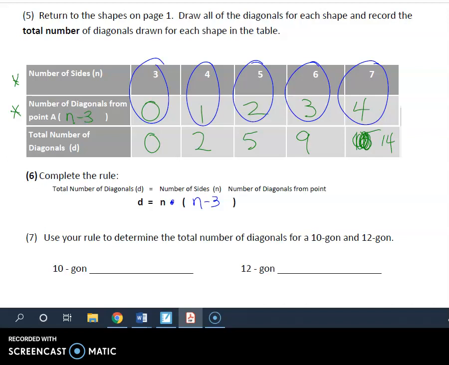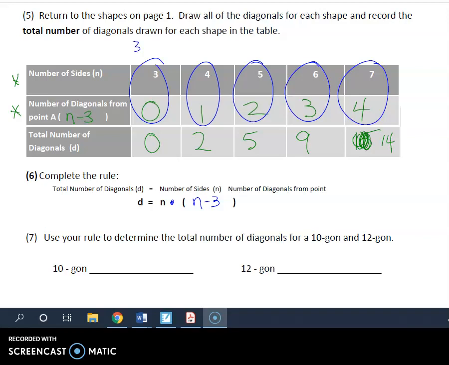When you believe you have the rule that works, then I'd like you to use that rule to figure out how many diagonals there would be for a decagon and for a dodecagon, and turn the video back on when you're ready to continue.